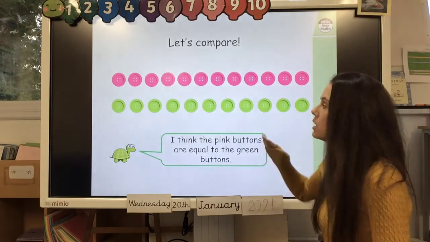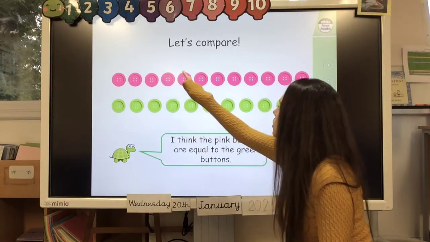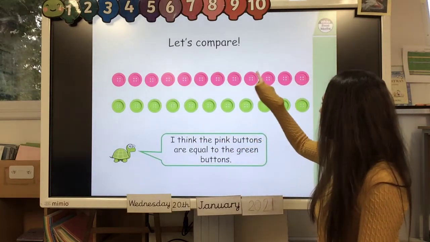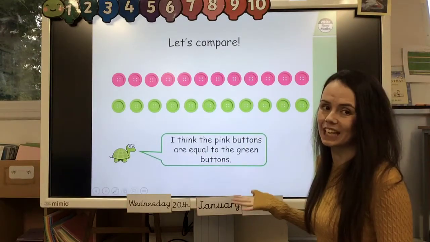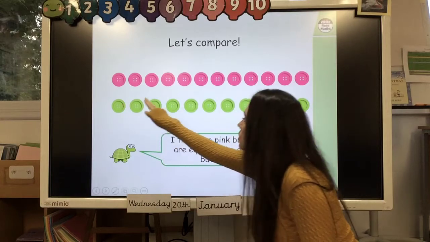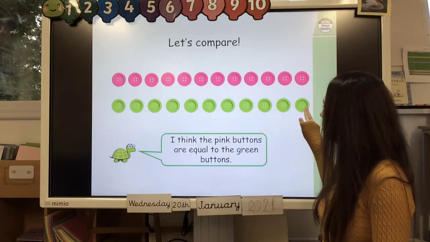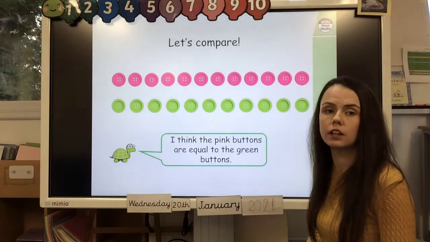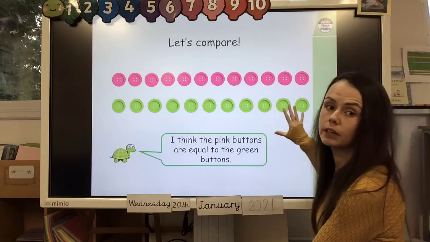Yeah, let's count them. So let's count the pink ones. 1, 2, 3, 4, 5, 6, 7, 8, 9, 10, 11, 12. Let's count the green ones. 1, 2, 3, 4, 5, 6, 7, 8, 9, 10, 11. Huh, that's not the same amount. If we have 12 up here and 11 down here.